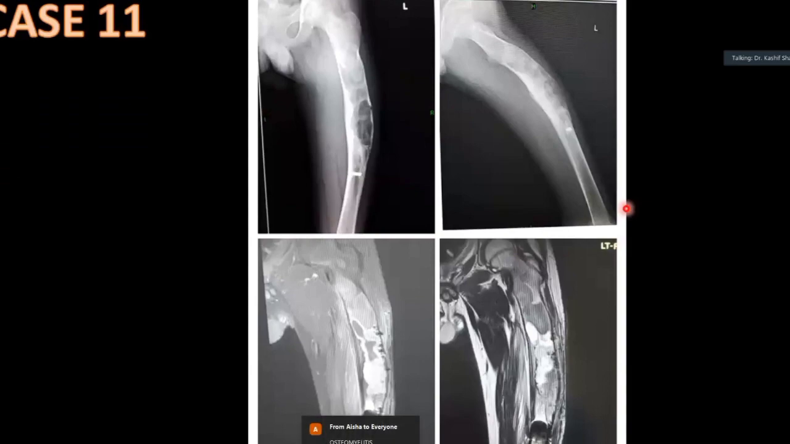Lateral view of left femur and MRI contrast study of the same patient. This is T2 weighted image and this one is post-contrast T1 fat set image.